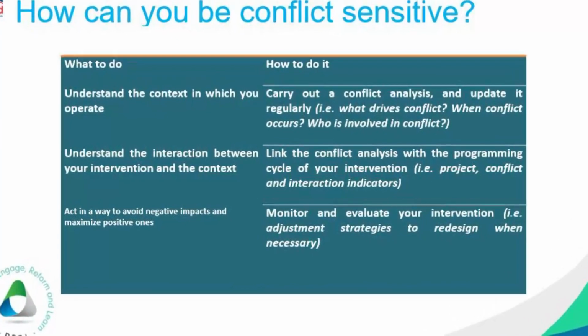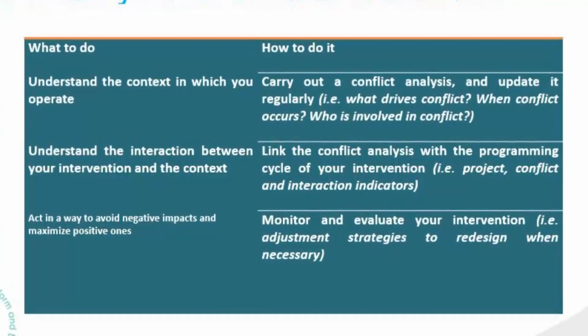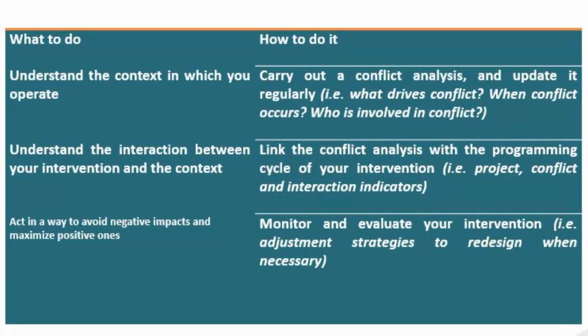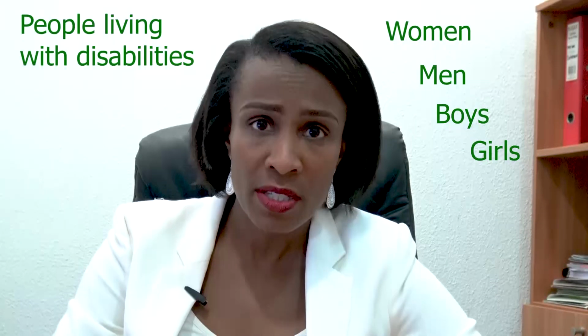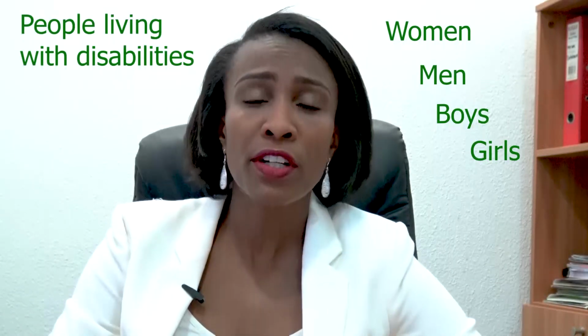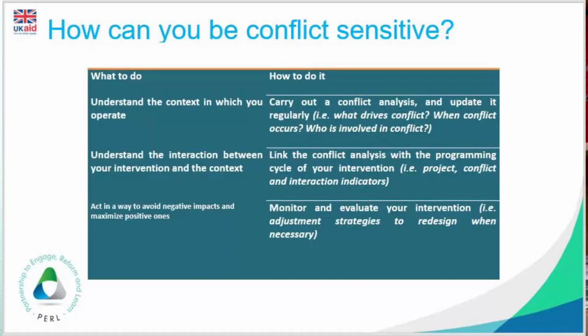Step 2, as we see in the chart, understand that interaction between your activity and the context. Using that analysis, look at the list of activities or programs or projects that you're trying to do and think about what it would mean for the different stakeholders: women, men, boys, girls, those most vulnerable, people living with disabilities, whomever your stakeholder demographic is. What would that project mean for them? And act accordingly, which is step 3.